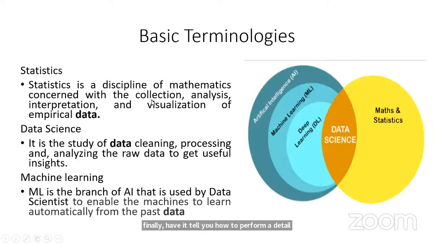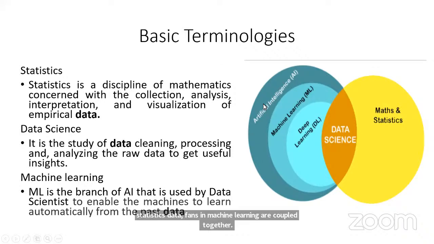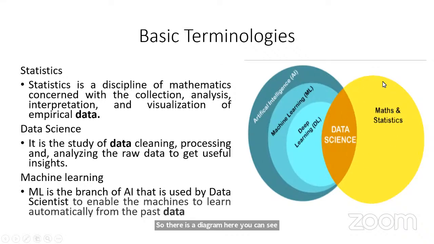So let's start with the basic terminologies. So the basic terminologies, like to understand how statistics, data science, and machine learning are coupled together. So there is a diagram here. You can see first comes maths and statistics. So statistics is what? Statistics is a branch of mathematics. It's all involved mathematics in the statistics. You know, from statistics, we have studied in 7th and 8th standard, or even 4th, mean, median, standard deviation. All these are the statistics, but these statistics are known as univariate analysis.